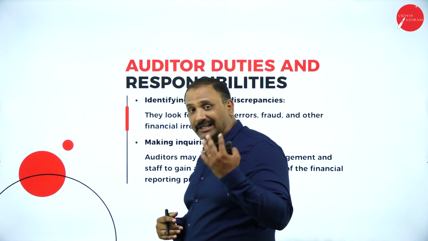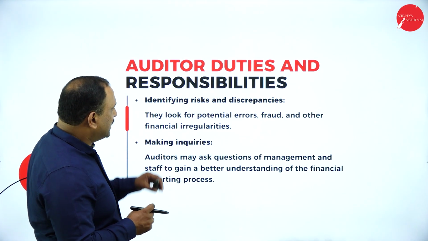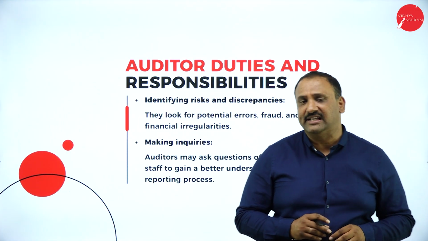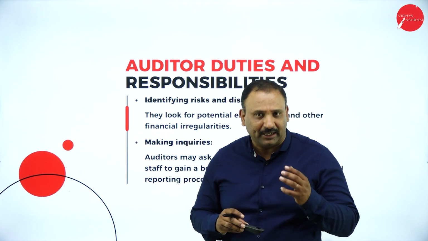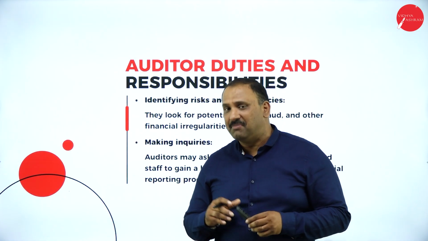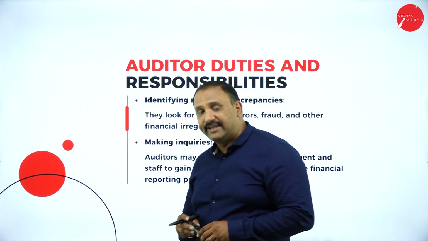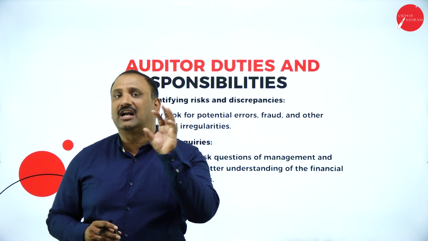Right. So as we start moving further, we also need to know where the auditor actually helps in terms of identifying the risks and discrepancies. Now, they look for potential errors, fraud, and other financial irregularities. Nowadays, in organizations, it is a very, very important factor. Rather, it's a mandatory clause, which I would like to say, that you need to be ethically right rather than just being accountable or just accounting right.